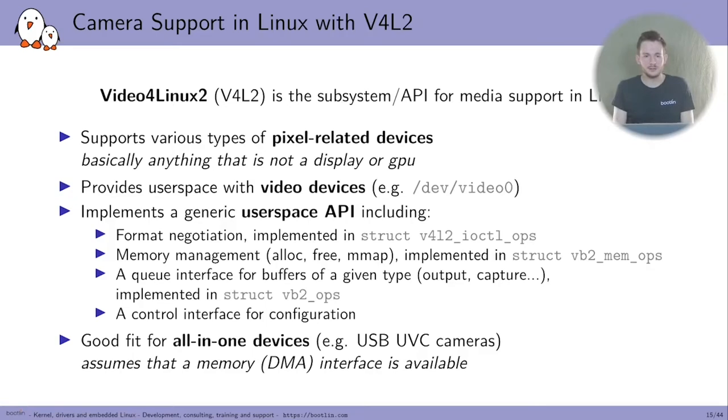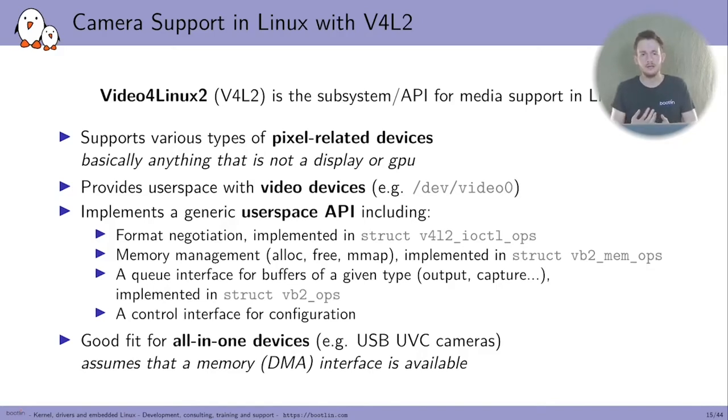So the typical steps will be format negotiation to configure the format of the pixels that will be received, to do the memory management, to allocate the buffers, to map them into the virtual memory of the system for user space to access them. And then we have a queue interface where we can basically submit the buffers to the driver. Then they will be filled by the hardware, by the DMA engines. And then user space can get the buffers back with the pixels inside.